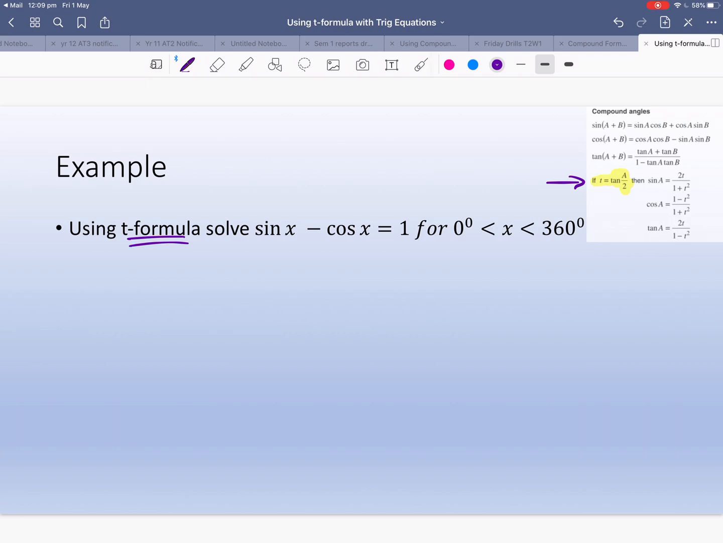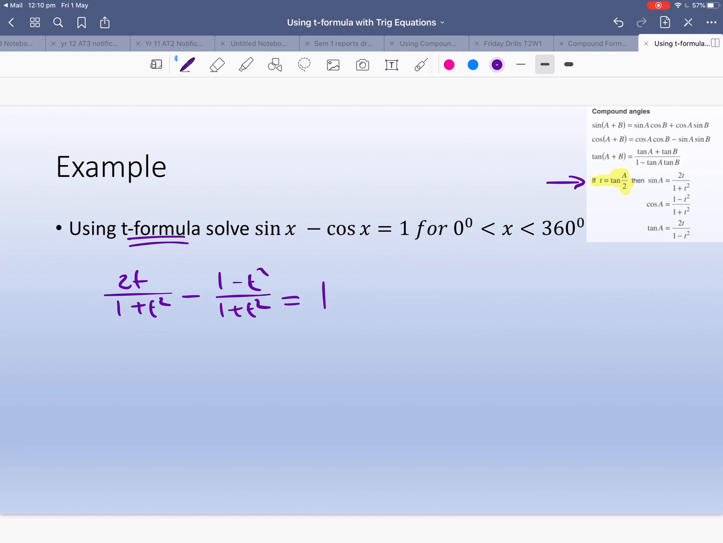So instead of sine x, I'm going to pop in this thing here, and instead of cos x, I'm going to pop in this thing over here. Alright, so let's do it. So we've got 2t over 1 plus t squared minus 1 minus t squared over 1 plus t squared is equal to 1. Okay, so it's equal to 1.